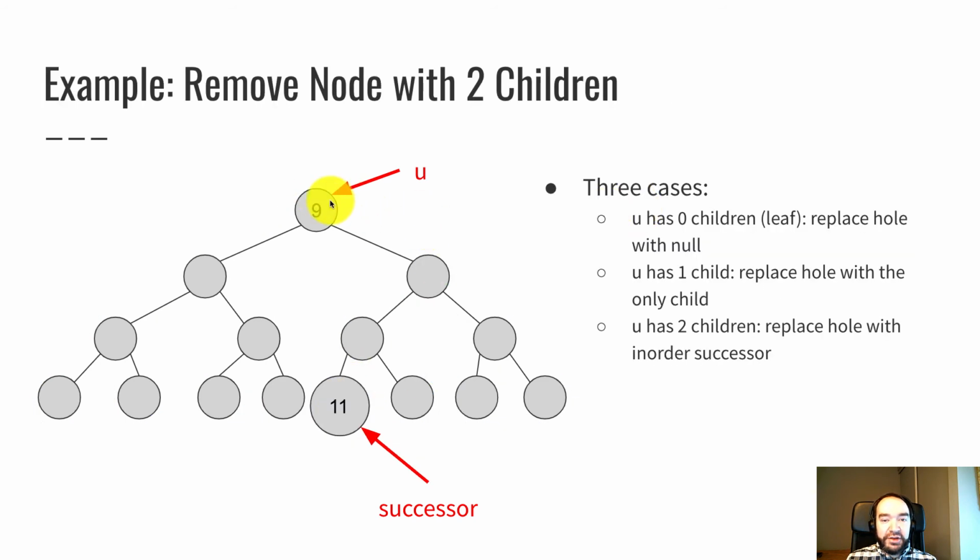So for example, let's put some concrete numbers in here. I'm not going to fill in all the keys, just the two that are involved. So let's say the root has key 9 and the successor has 11. That's a valid key here because remember this would have to be a key greater than 9 because it's in the right subtree of 9, but it would probably be pretty close because it's the minimum key that's still bigger than 9. So the algorithm over here was, if u has 0 children, meaning u is a leaf, you just replace the hole that's left with null. 1 child, you replace the hole with that only child that you had. And in the case of you having 2 children, this is the new innovation on this slide, we replace the hole with the in-order successor.